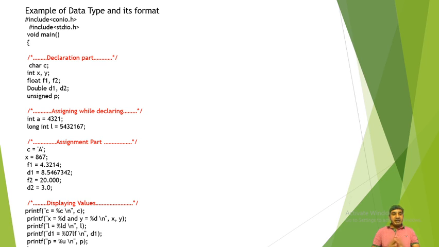Second, printf, x is equal to %d. Why do we use %d for x? Because x is an integer. For an integer we use %d, and y is equal to %d, it is also an integer, but y is displayed on a new line, so y is equal to %d \n, that is a new line. Okay, comma x, comma y.